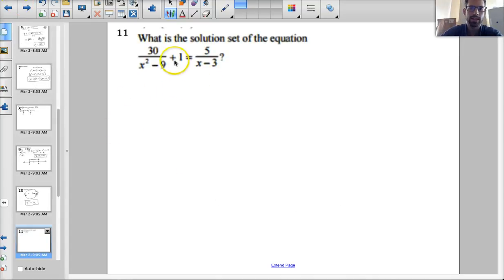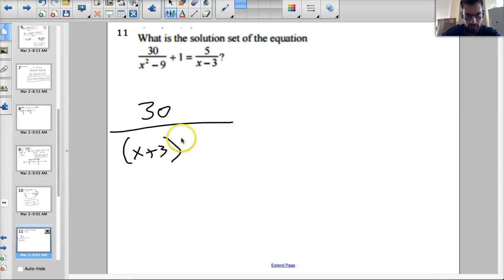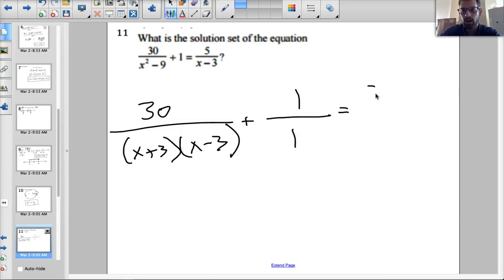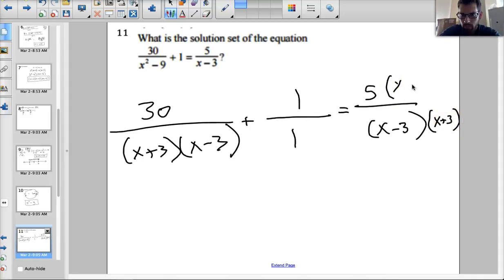Now it's asking for a solution set. First off, I'm going to rewrite this thoughtfully. I'm going to factor it. So this is going to be x plus 3, x minus 3. That's x squared minus 9 factored. Plus 1 over 1 equals 5 over x minus 3. So I need to give them a common denominator. I'll start here. This is missing an x plus 3, so I'm going to give it an x plus 3. This is missing both an x plus 3 and an x minus 3.